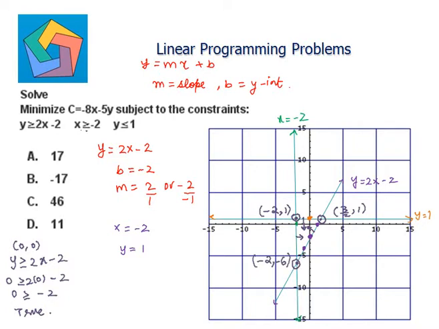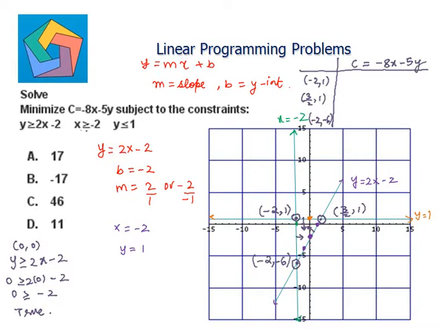So now I have the boundary points, and I get the minimum or maximum value at the boundary points. So I'll calculate my C at these boundary points. I'll make a table like this and write the coordinates here: negative 2, 1; 3/2, 1; and negative 2, negative 6. And the equation is C equals negative 8x minus 5y.